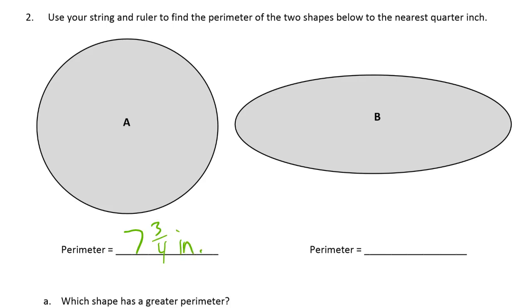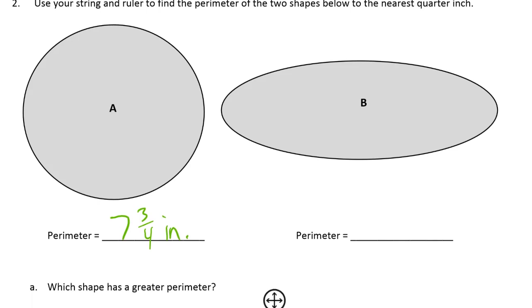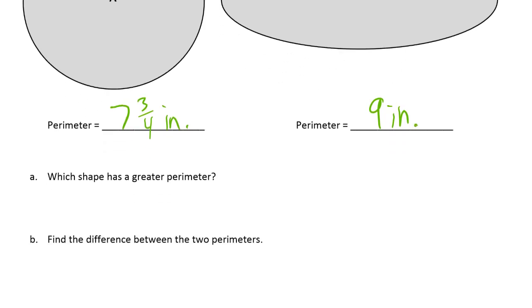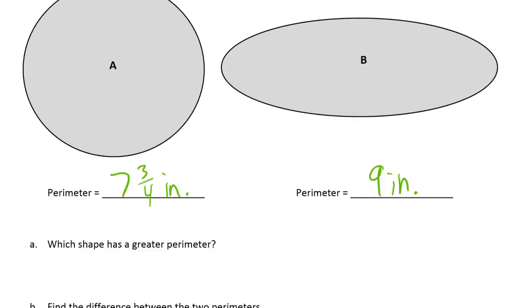7 3/4 inches is what I found. And for B, I got 9 inches. Did you think they would be the same? Because I did. I'm surprised, although that B is kind of stretched out. I thought since it's kind of skinnier too, that it would come out to be the same. But it's not. It's actually more. Which shape has a greater perimeter? B.